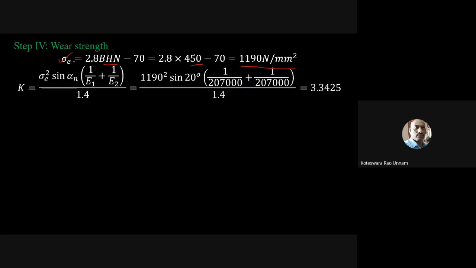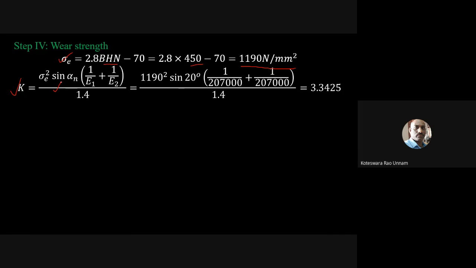Then, using the sigma E value, I can calculate K now. K is sigma E square sin square alpha n into 1 by E1 plus 1 by E2 divided by 1.4. This is there in the data book. I have not taken it from anywhere else. Whatever material I shared with you, it is there. I have taken that, so I am not following the textbook formula.